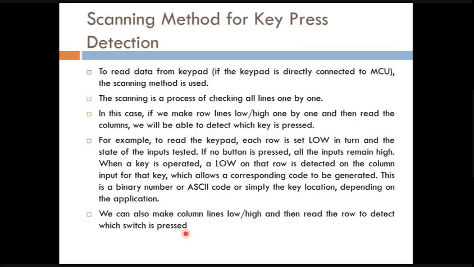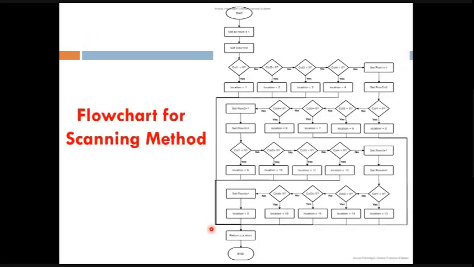Other than that, you can also reverse it, by making the column line high or low, and then reading the row to detect which one is pressed. So the flow can be opposite. You can either transmit to the row and read the column, or transmit to the column and read the row. The flow is free. So you can see here, this is the flow chart for the scanning method.